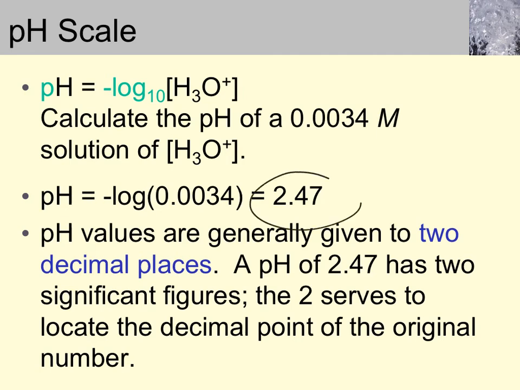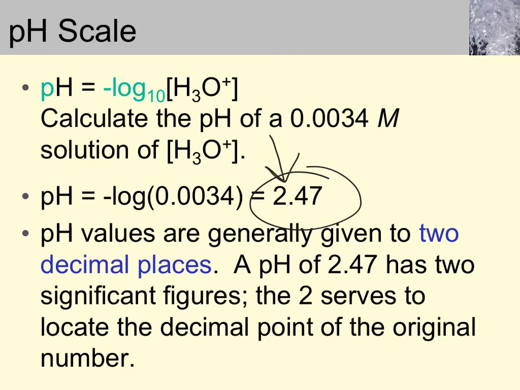You should have gotten 2.47 as your pH. Now remember, any pH less than 7 is acidic. This is going to be very weird, what I'm telling you. I'm probably going to have to tell you a few more times, and that is about sig figs. Sig figs of logarithmic numbers are very odd.